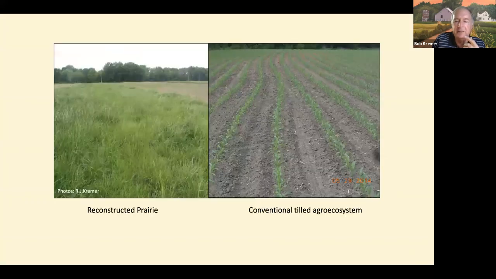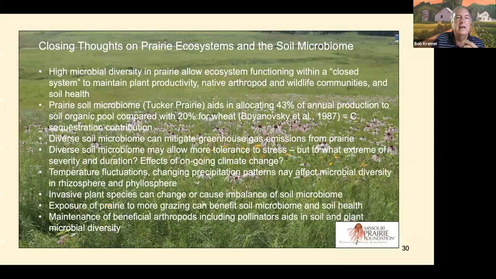Let me go back. So these are some of the systems I wanted to talk about. Let me finish with some thoughts on prairie ecosystems and the soil microbiome. We see that the high microbial diversity in prairie allows ecosystem functioning as a closed system. In other words, all the nutrient cycling, the decomposition, and carbon cycling is maintained within the ecosystem without any external inputs. And that helps maintain plant productivity, as well as native arthropod and wildlife communities, as well as soil health.